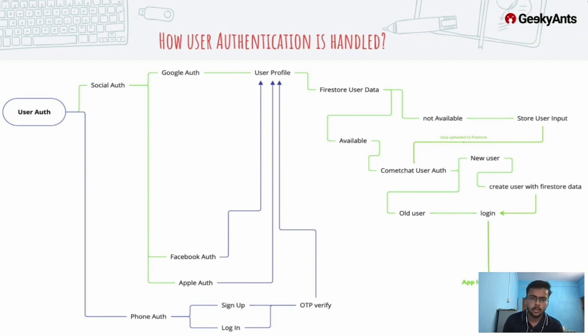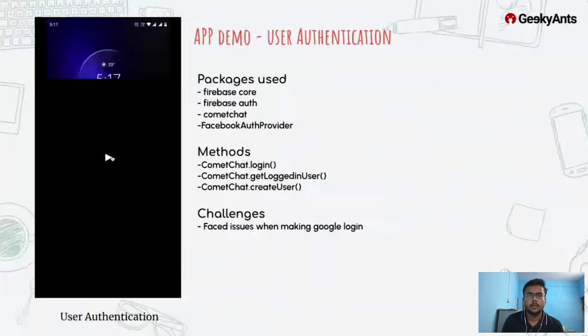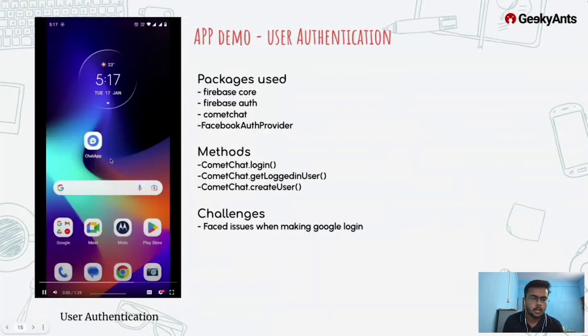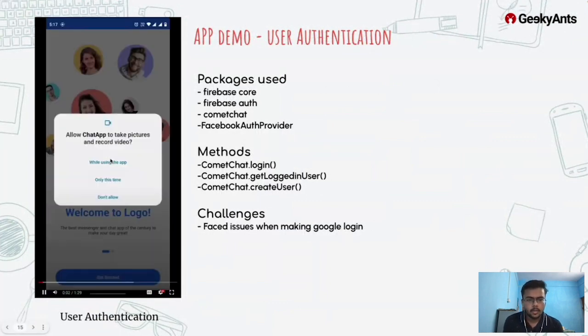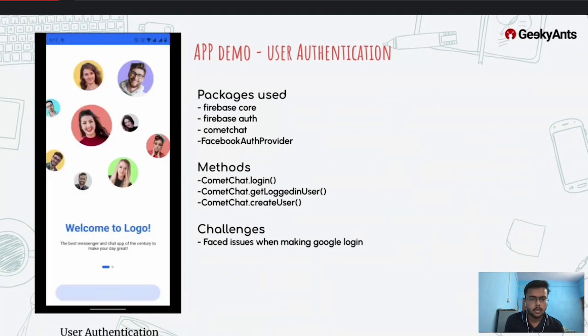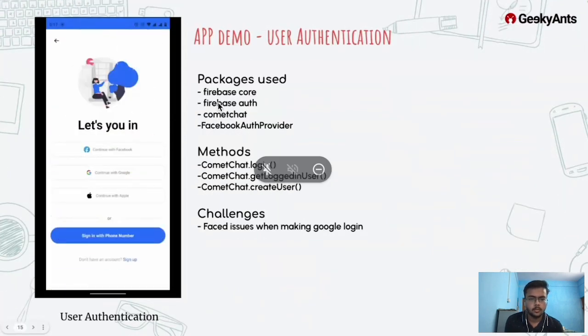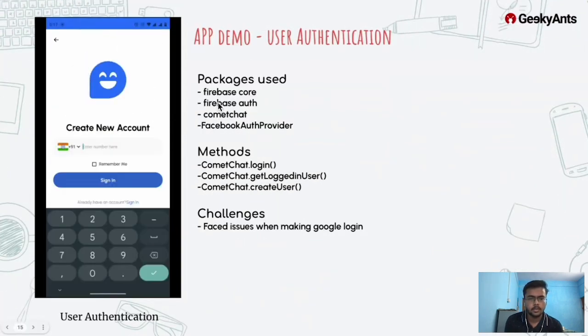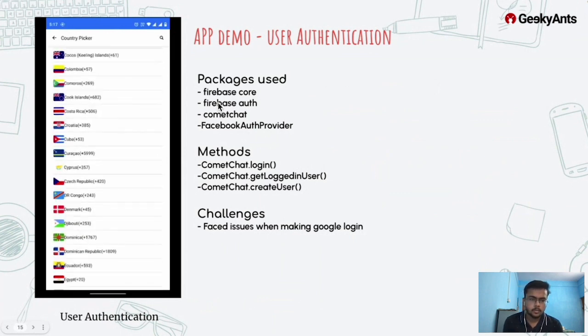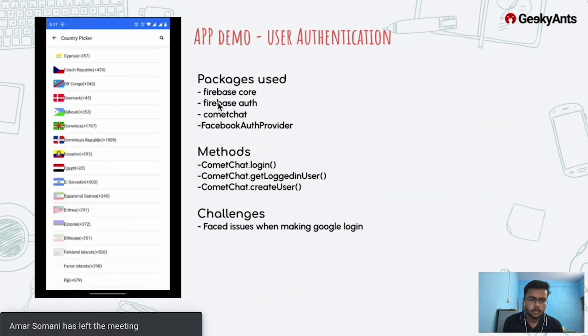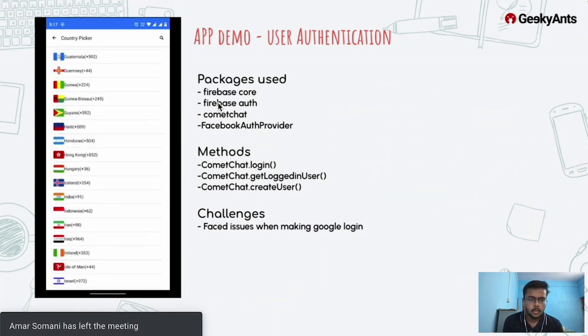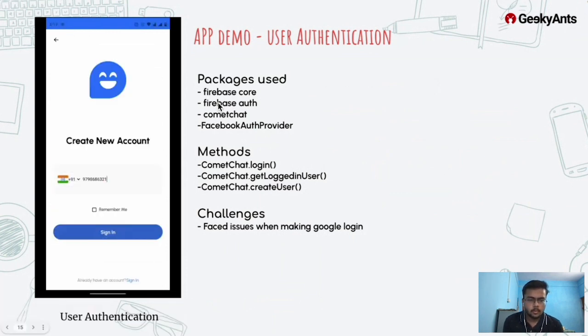I will show a small clip of it. In this clip, you can see how it works. I've just opened the application, and here I accepted all the permissions, and then we have to click get started. Here we have social authentication and phone authentication. I go to phone authentication, then I enter my phone number, and you can also select the country code. I provided an option for it, so I will select India as of now. Then you have to click on remember me, and then you can click sign in.